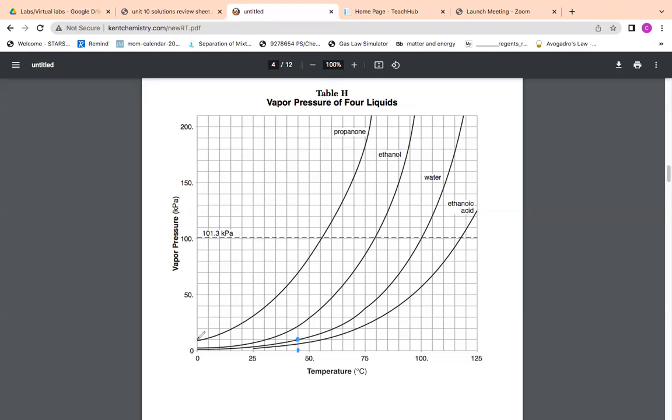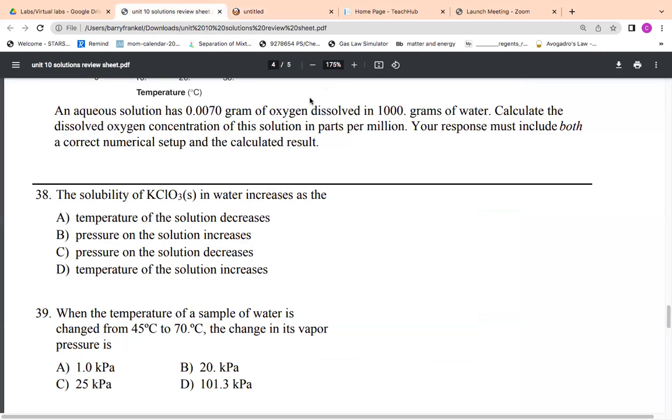It is 10. So we start off at 10 kPa, and then at 70 degrees Celsius, which is right here, and here is the water line, this is 30 kPa. So when we raise the temperature, we have an increase of 20 kPa if you just subtract the two values. So again, for number 39, choice B, we increase 20 kilopascals.